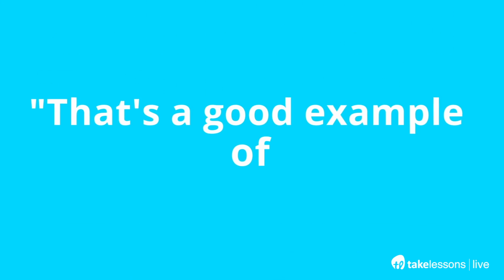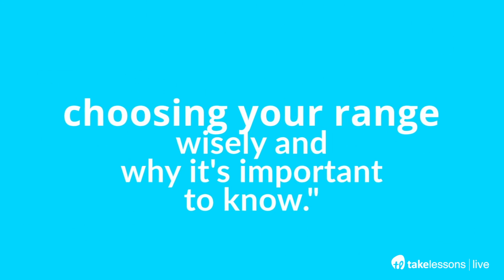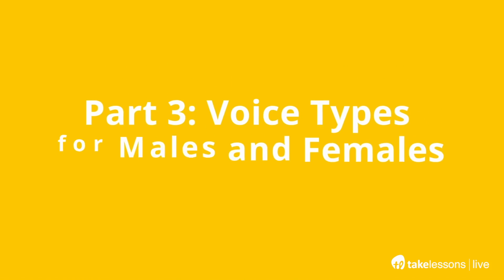I'm much more resonant in a higher voice type, whereas a real contralto would be able to cut through that orchestra with a lower range. So that's a good example of choosing your range wisely and why it's important to know. Just because you can sing a note doesn't make you an alto or a contralto or a soprano.